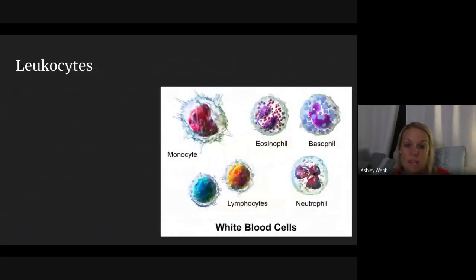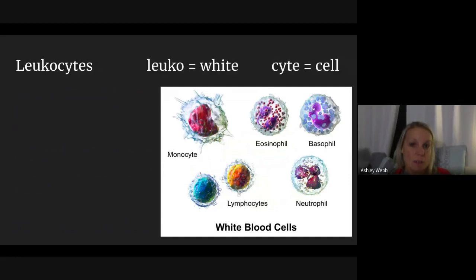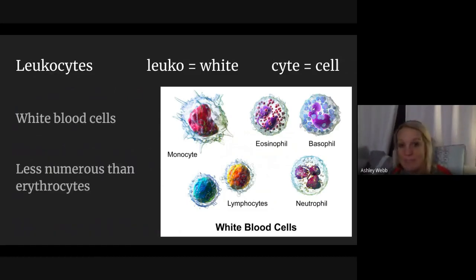Okay, looking at leukocytes, remember, if we were going to break apart the word leukocyte, we would take out leuko and we would take out cyte. Leuko meaning white, cyte meaning cell. So they're white blood cells. They're less numerous than erythrocytes. And like I had mentioned earlier, there are 5 different types. Okay, they all do different things as far as fighting infection.